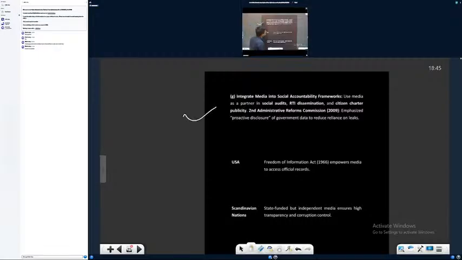Integrate media into social accountability framework. For example, social audit, RTI, whatever is happening, you integrate media into this. Give media the power to go ahead and carry these things out.